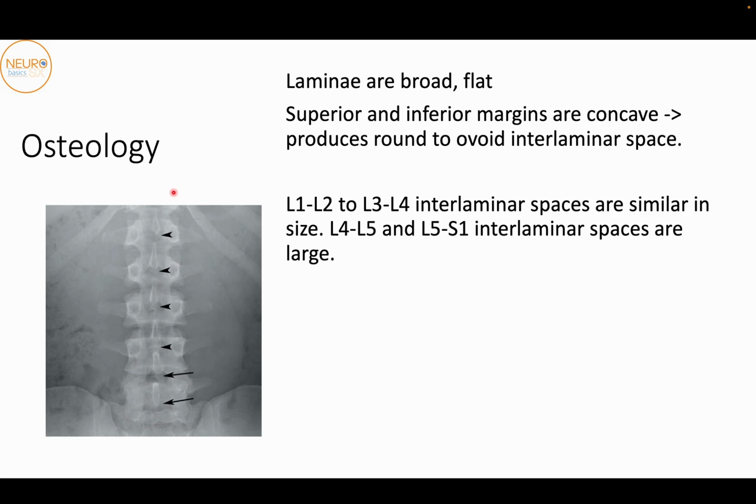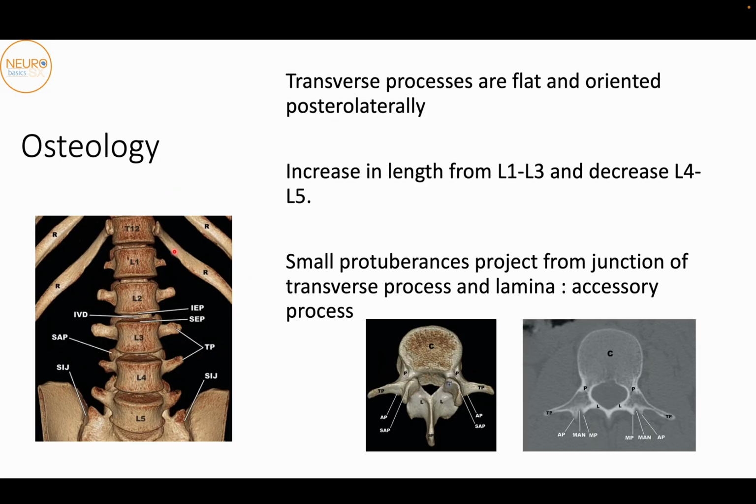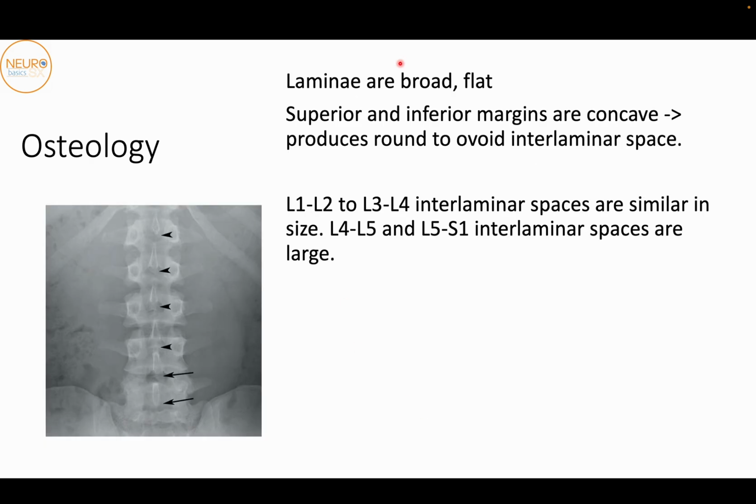The laminae of these vertebrae usually are going to be flat and broad. The superior and the inferior margins of these laminae are usually concave, so they have a significantly large interlaminar space as compared to the dorsal spine. The L1-L2 up to L3-L4 interlaminar spaces are going to be about similar in size. But when it comes to L4-L5 and L5-S1, they are going to be much larger than the interlaminar spaces that we got above.